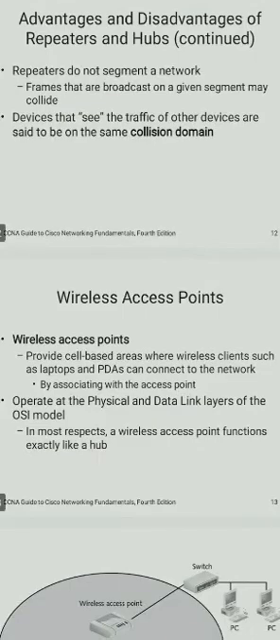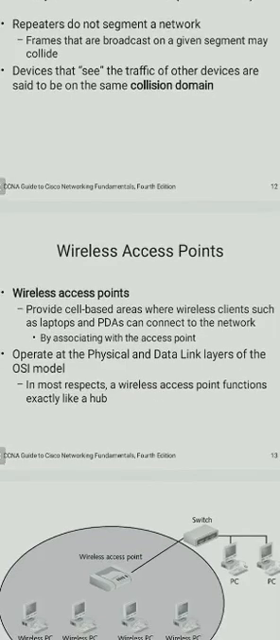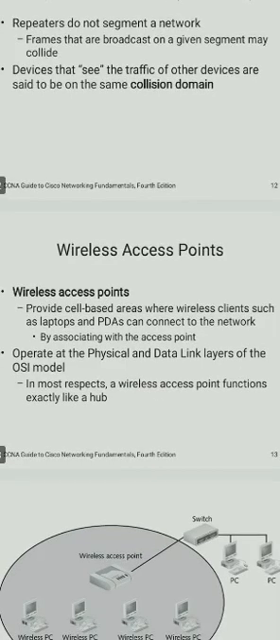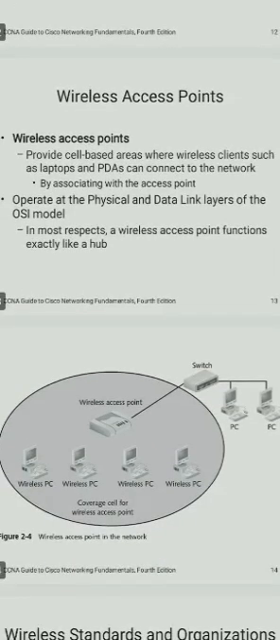Wireless access point. Wireless access points provide cell-based areas where wireless clients such as laptops and PDAs can connect to the network by associating with the access point. They operate at the physical and data link layers of the OSI model. In most respects, a wireless access point functions exactly like a hub.